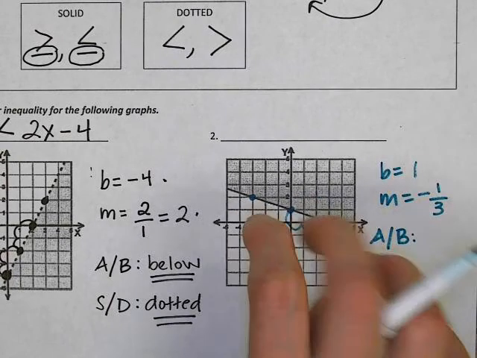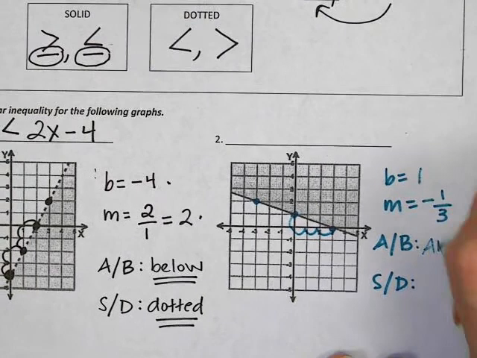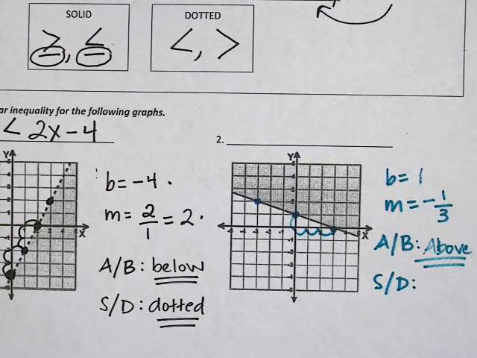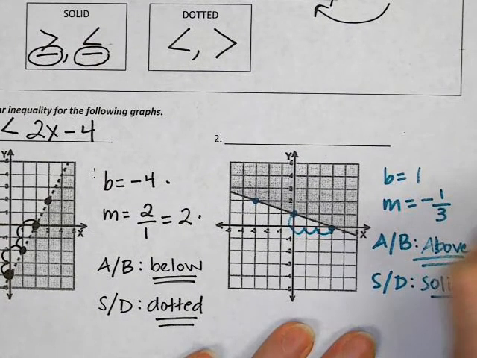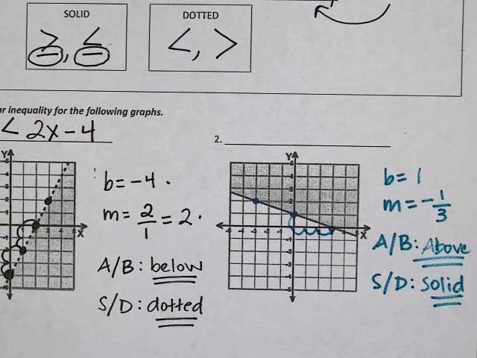Okay, the shading is above. Okay, this one's above the line. So I'm just going to make a note that it's above. And then it is a solid line. So I'm just going to make a note of that as well. Okay, now can you guys write the inequality?